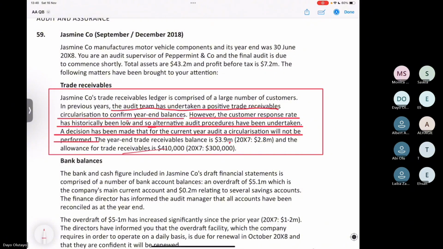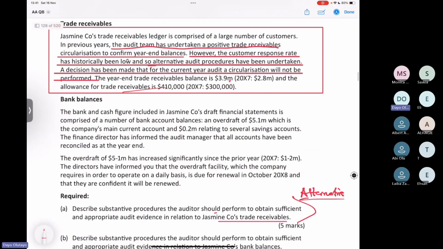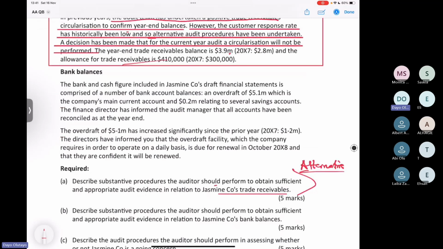Things like payment after year end to be sure that the money was owed and that amount, check correspondences between the client and their customers just to be sure that there's no disputes. Those are alternative procedures you have to do. You see how much they love trade receivable and alternative procedures, because everybody knows about confirmation. So they always find a way to not make it relevant in questions. So please, you need to learn those alternative procedures. Right. And let's quickly look at cash and bank, then we'll wrap it up here.